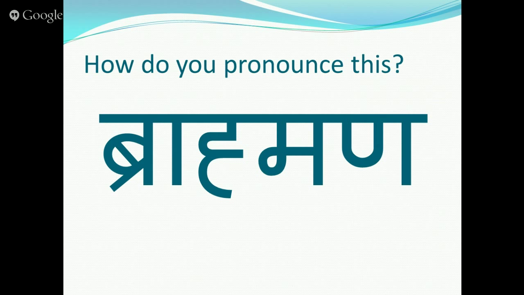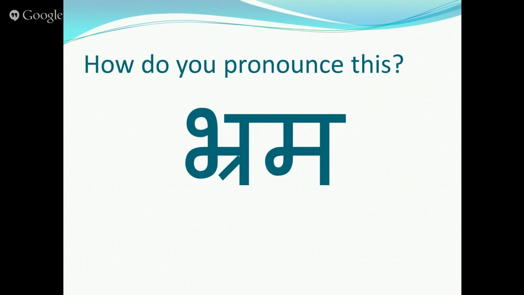How would we pronounce this? Well, do you notice the root in this picture? Mr. Root, where are you? Where are you? Yes, it's underneath the ba. So this is Brahman.